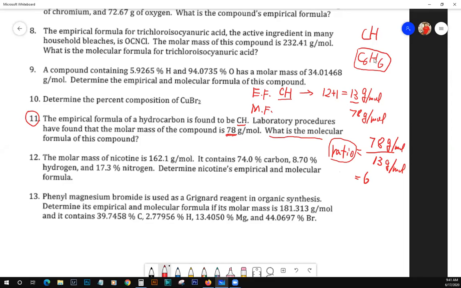Answer 11 is benzene. Because the ratio, you see, 78 gram per mole divided by 13 gram per mole, the ratio is 6. So the empirical formula times the ratio is the molecular formula. So that's going to be C6H6.